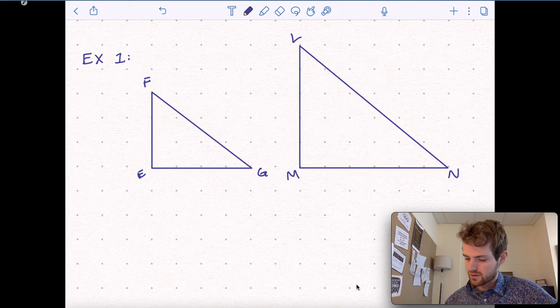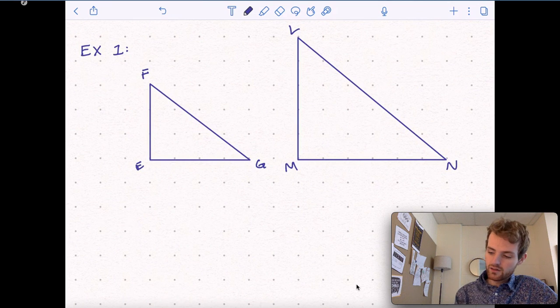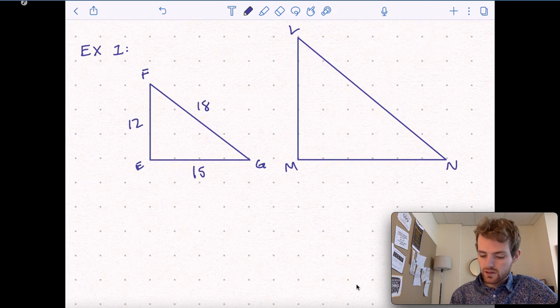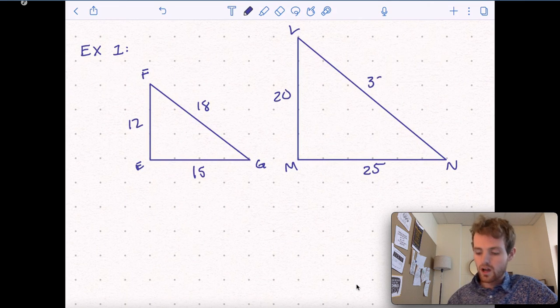Just checking my notes. F goes with L, G goes to N. Yep. Then I'll also go ahead and write in the numbers. So, and one more piece.